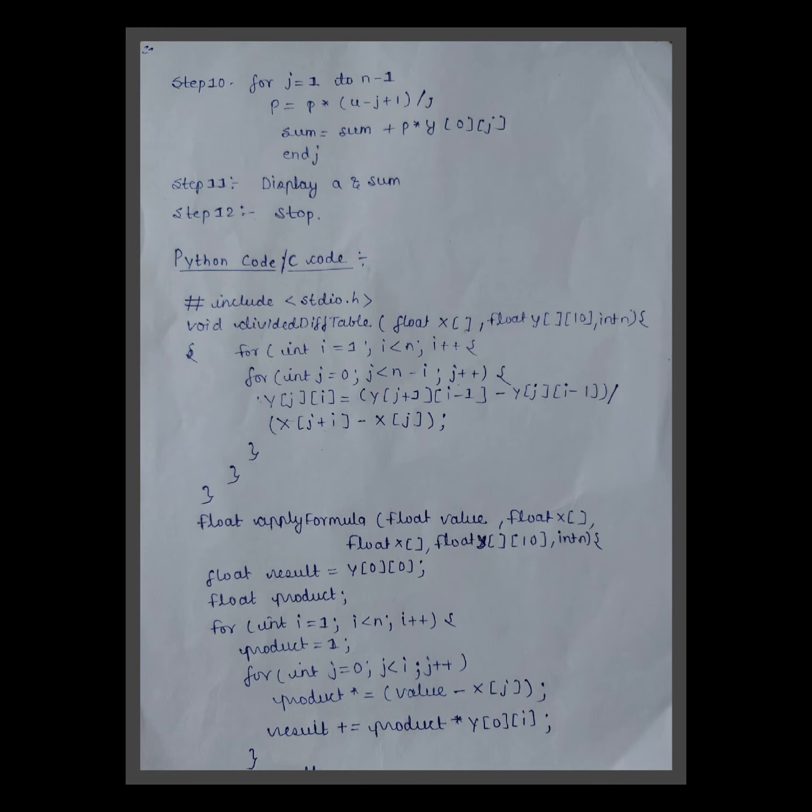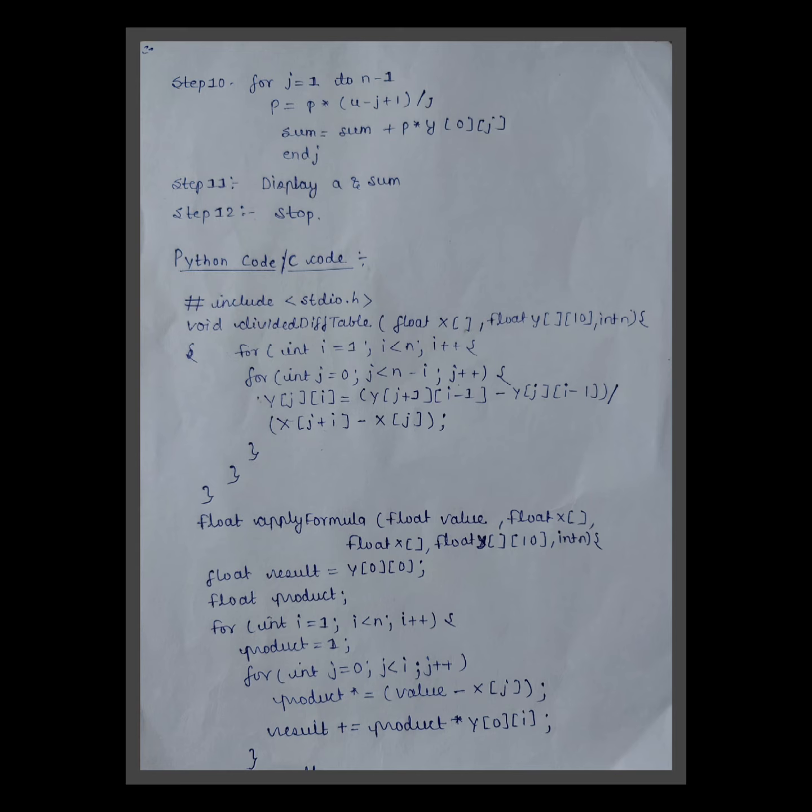Now step 10, for j equals 1 to n minus 1, we have to find the product. The formula of the product is p equals p into (u minus j plus 1) by j. Sum equals sum plus p into y0j. So the formula for sum has also come. Step 11, display a and sum, and step 12, stop.